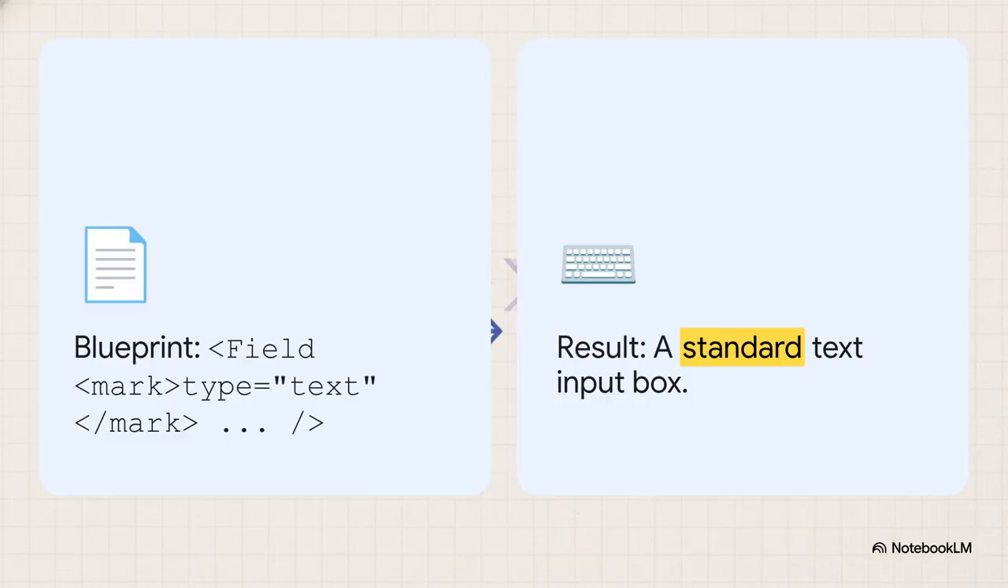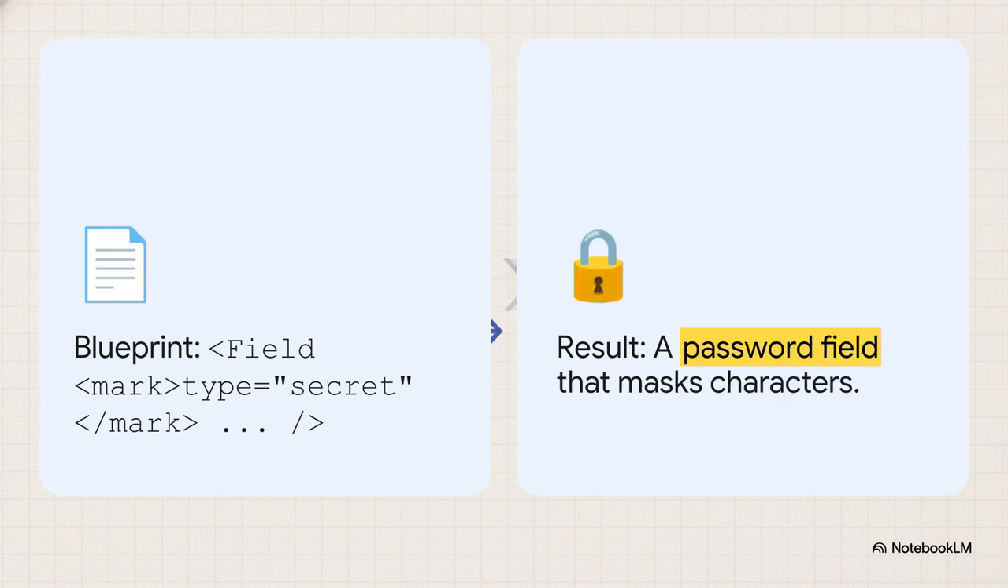We'll start simple. If we set the type to text, our blueprint tells the system, hey, create a standard text input box. And that's exactly what you get. No surprise there. But now, watch this. We change one word, text becomes secret, and boom, the system now generates a password field and it automatically masks the characters as you type. It's the same tag, just a totally different behavior, all by changing that one little type attribute.